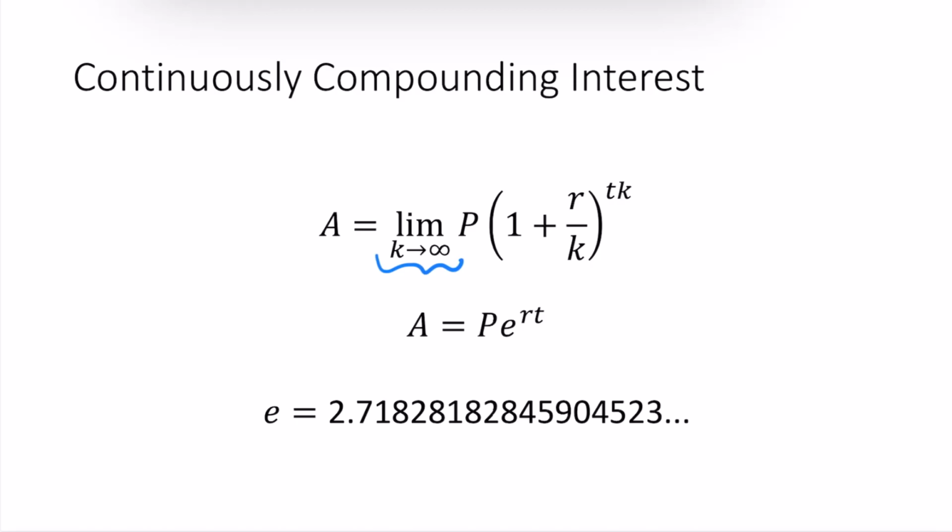And basically the idea is that as you let K get infinitely big and you compound the interest an infinite number of times in a year, when you do that and calculate that for the compound interest formula, you end up with this formula here. So as K gets infinitely big, this part of the formula right here becomes this number here.